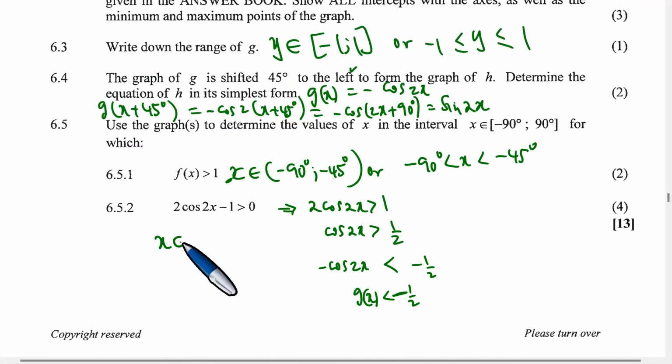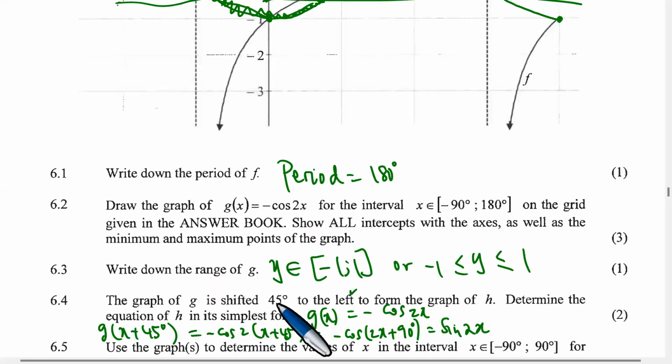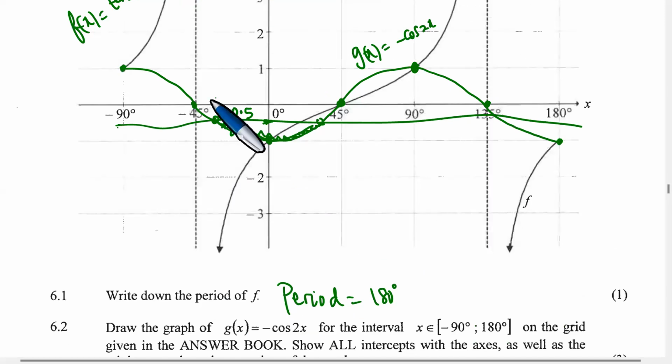So x here is actually therefore going to be minus 30 degrees to 30 degrees. Yeah, so it should be, or minus 30 degrees is less than x less than 30 degrees. So ideally what we're saying here is that we have minus 30 degrees and we have 30 degrees. So this is what we have. So this is exactly what we get.